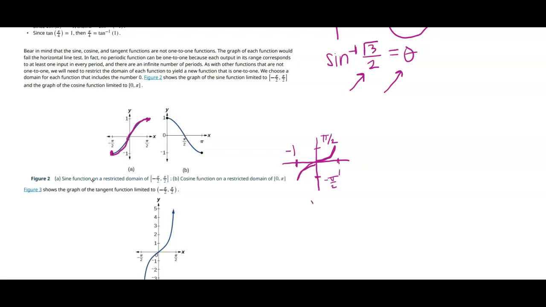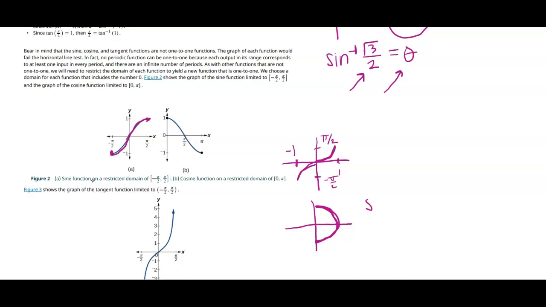If you want to think about this, if you're more a unit circle thinker, then that means I'm defining the unit circle outputs for sine inverse to only be in quadrants 1 and 4.